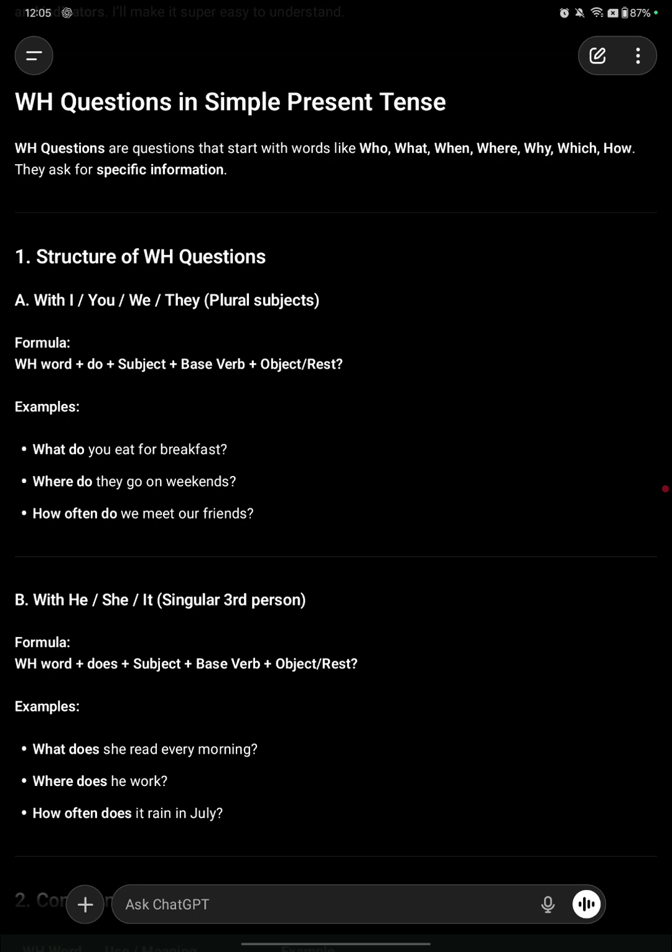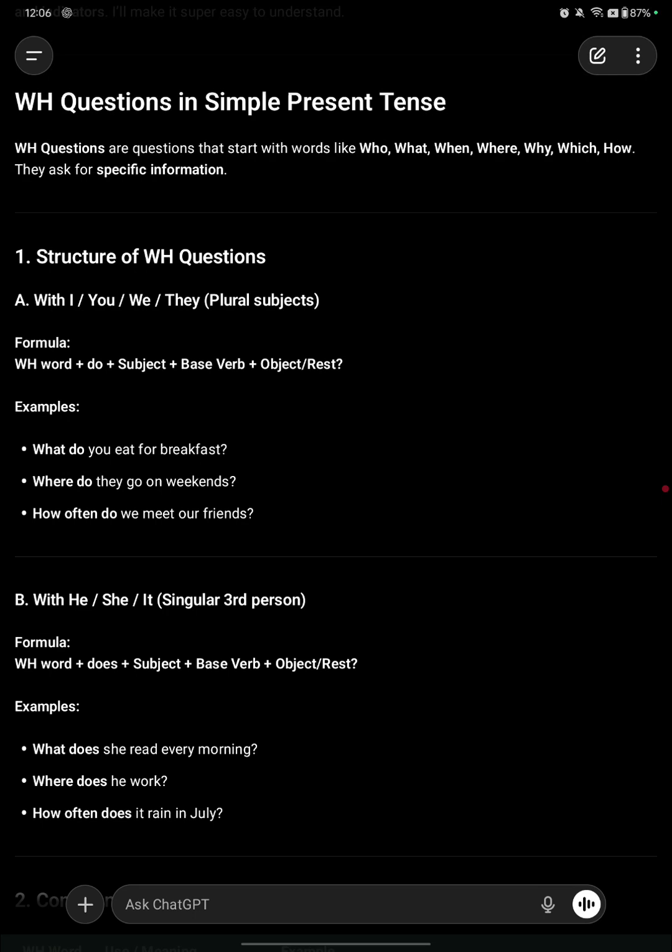So, the structure of WH questions, like a formula: WH word, whatever it is, who, what, when, where, why, which, how, plus do, plus subject, like I, we, you, they. Do comes with I, you, we, they. The basic verb and the plus object.